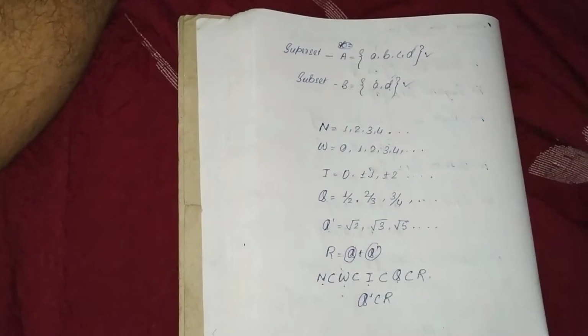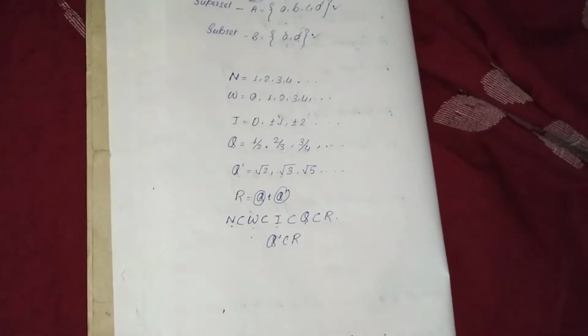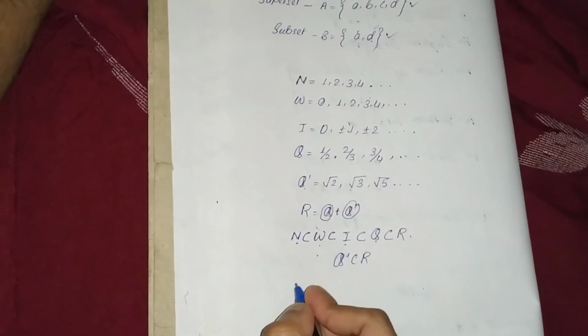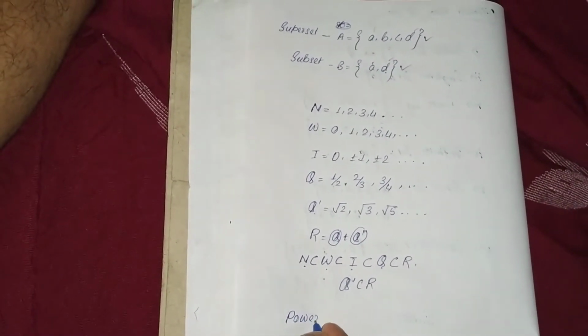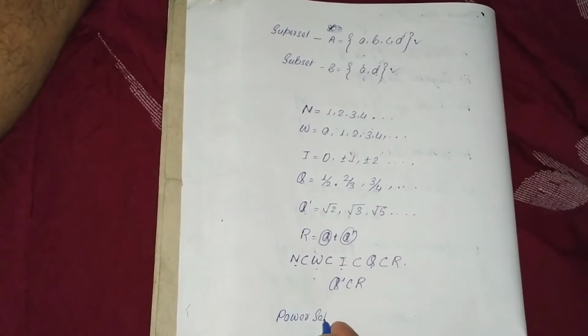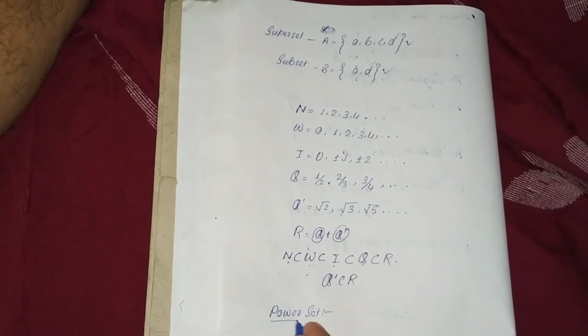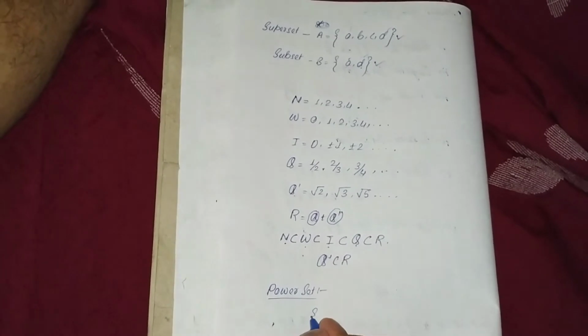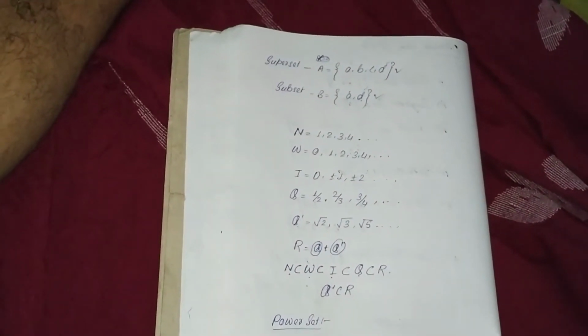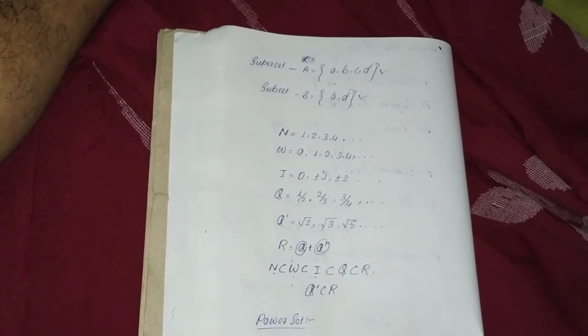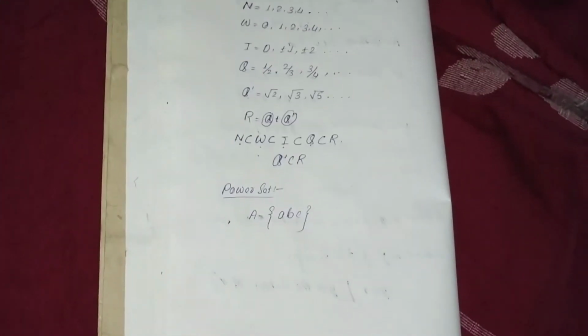Done. Now the next topic is power set. Power set is an easy topic in set theory. We take an example: A is equal to A, B, C. Okay.